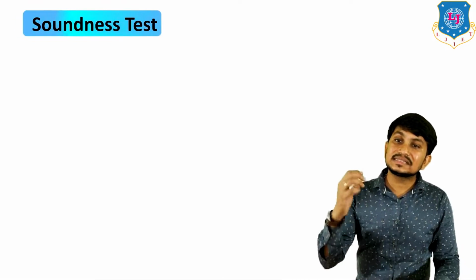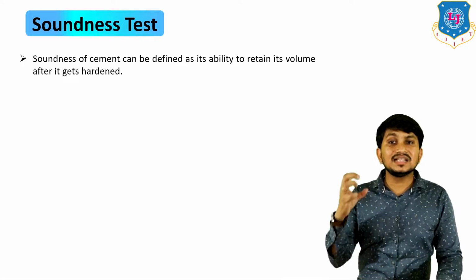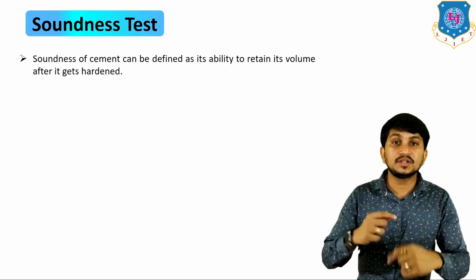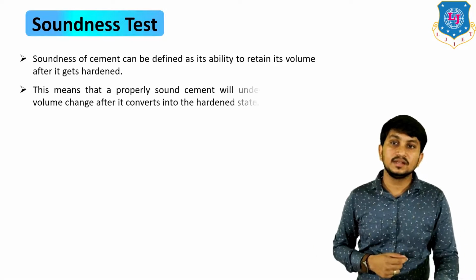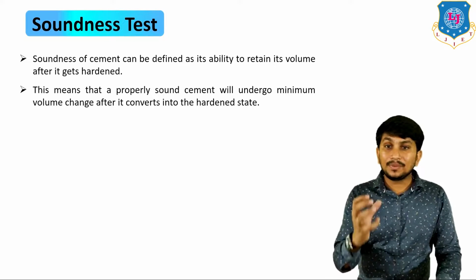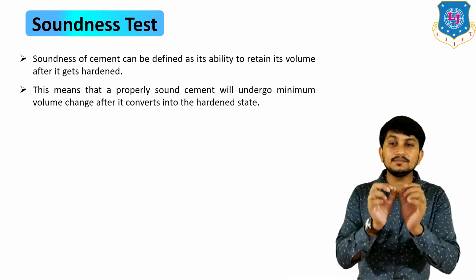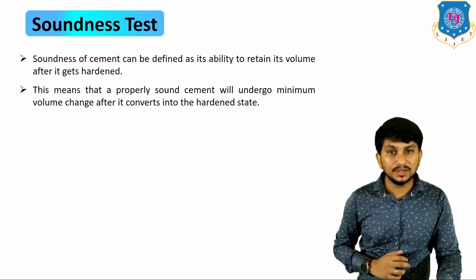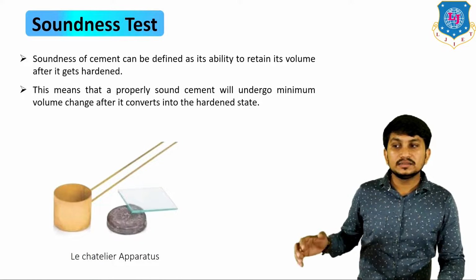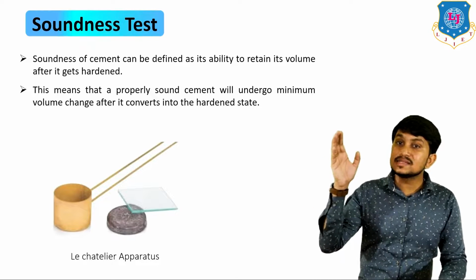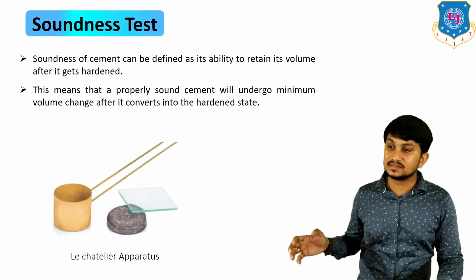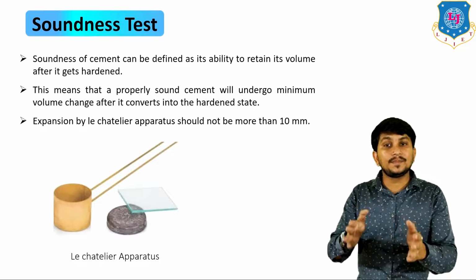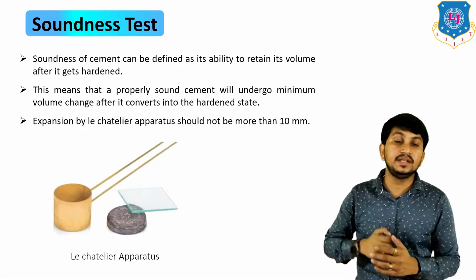The second test is the soundness test. Soundness of cement can be defined as its ability to retain its volume after hardening. This means that a properly sound cement will undergo minimum volume change after it converts into the hardened state. The apparatus used in this soundness test is the Le Chatelier apparatus. The expansion measured by the Le Chatelier apparatus should not be more than 10 millimeter.